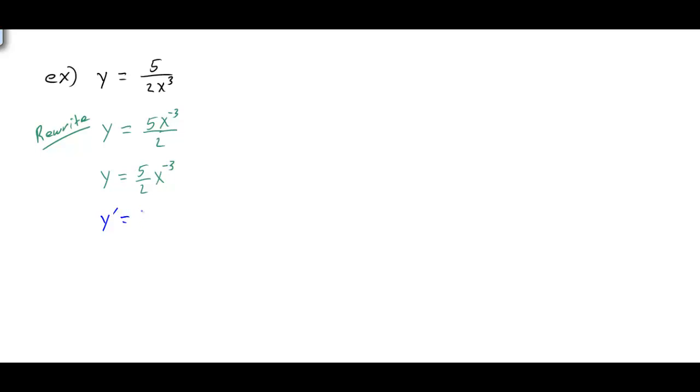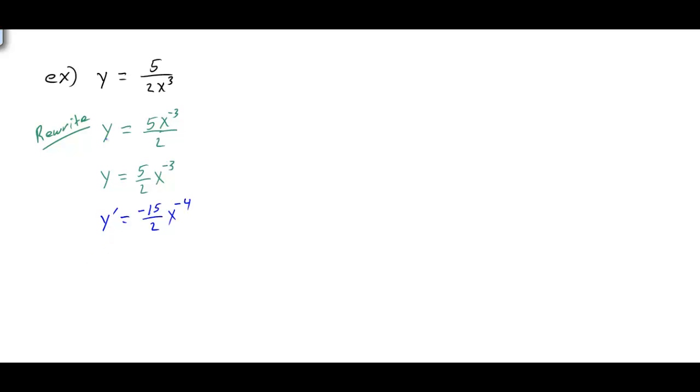Negative 3 times 5 halves, we would have a negative 15 halves x. Now remember, we're subtracting 1, so the negative 3 becomes, and this is where you've got to be careful with the negative sign, it's not going to be a negative 2, we're subtracting, so minus 1 is going to be a negative 4. And I guarantee you, if you're not careful here with the subtraction, when you have a negative, it's easy to make a mistake.